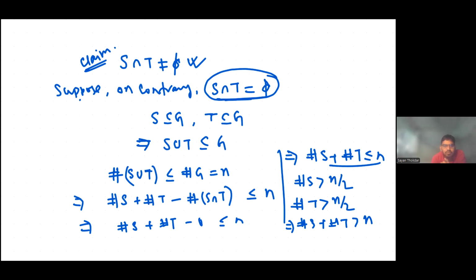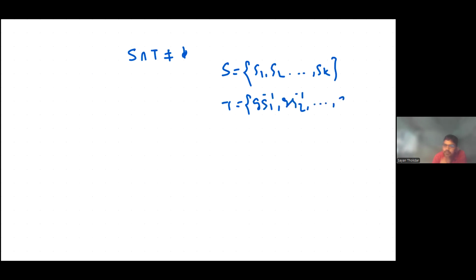So we have shown that S intersection T must have a non-empty element. What do we know? S is S1, S2, dot dot dot, Sk, and T is G S1 inverse, G S2 inverse, dot dot dot, G Sk inverse. So there is some element common. Some element common means G S_I inverse is equal to some element S_J. So from there we get G is equal to S_J S_I, where S_I and S_J are elements of S.